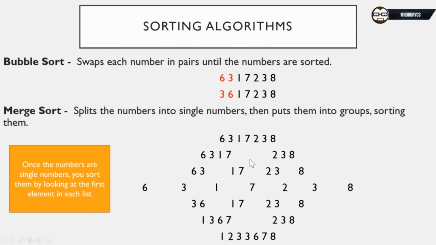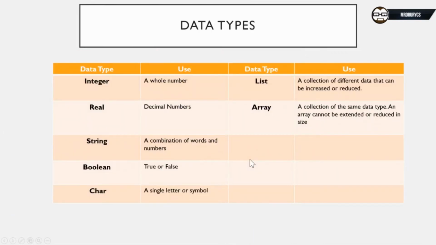So data types, you should know them. You've got integer, which is a whole number; real, or in Python it's a float, which is a decimal number; a string, which is a combination of words and numbers; Boolean, which is true or false; and char, which is a single letter or symbol. A list is a collection of different data that can be increased or reduced, and an array is a collection of the same data type, and you can't change the size.